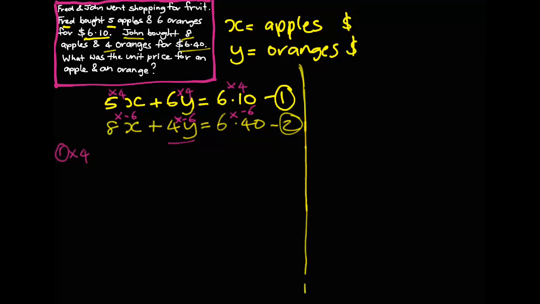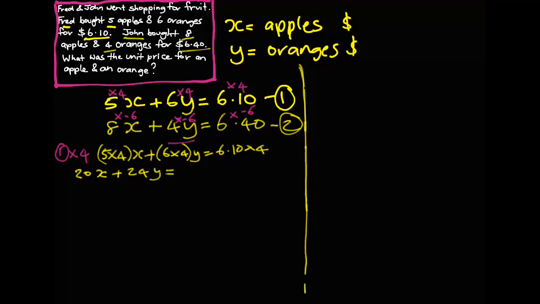So looking at equation 1 times 4, we've got 5 times 4x plus 6 times 4y equals $6.10 times 4. So that's 20x plus 24y equals $24.40. And we'll call that equation 1 dash.